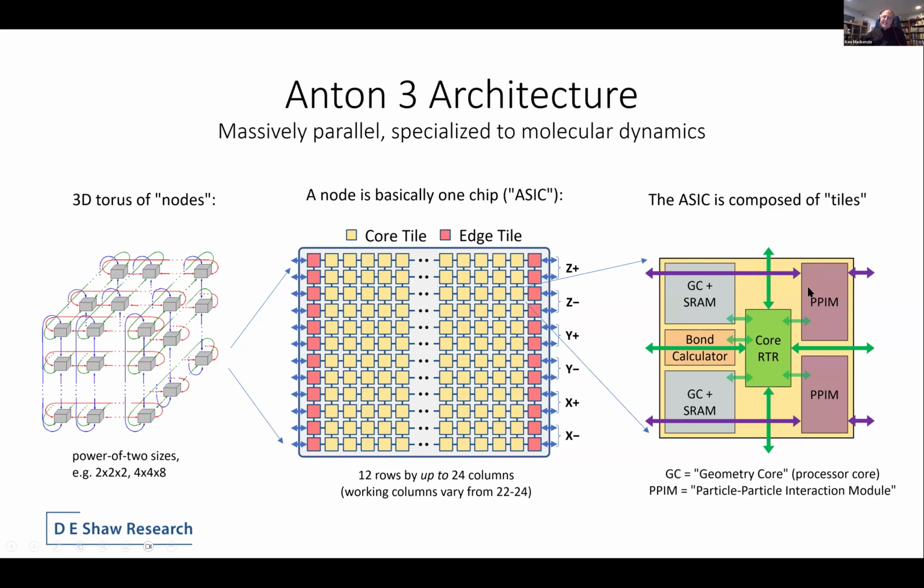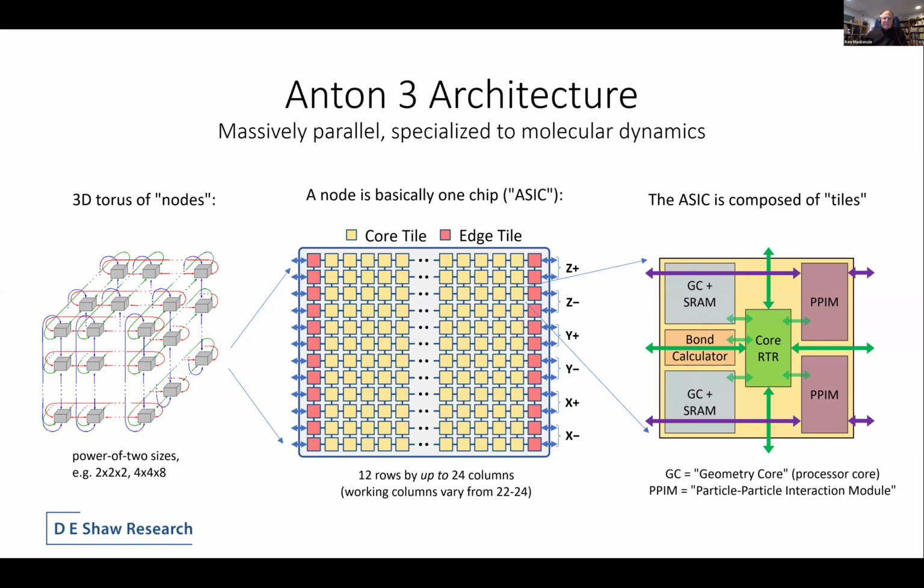Each tile is a mirror image of 2 halves, which has the processing stuff on it. So the PPIM is the particle-particle interaction module. This is a specialized hardware pipeline that does 90% of the work in a molecular dynamics simulation. It's doing all the nearest neighbor interactions for electrostatics or van der Waals computation. And then there's a GC, a geometry core, which is what we call our sort of general purpose processor, and a chunk of SRAM. There's 2 halves to this, and they share a bond calculator, which is another piece of specialized hardware, and the network.